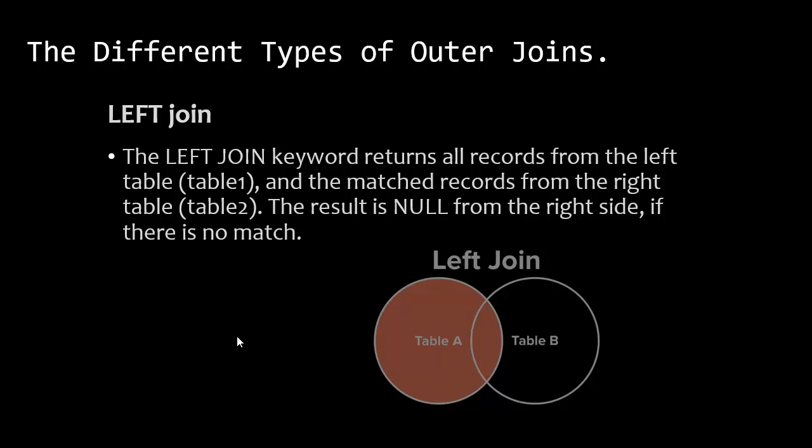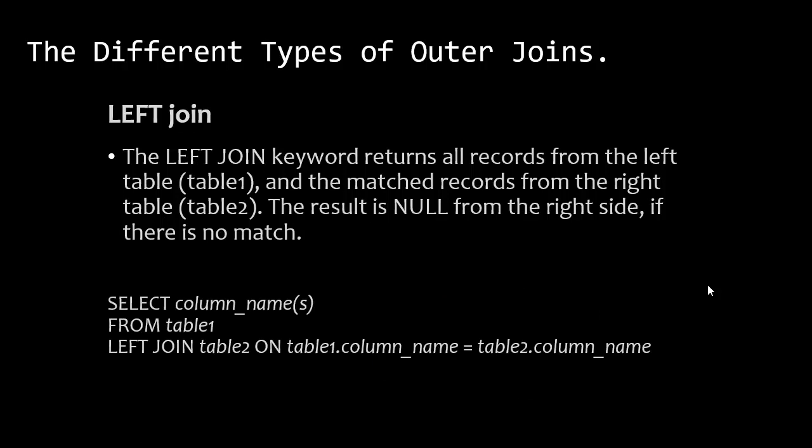The left join keyword returns all records from the left table and the matched records from the right table. The result is null from the right side if there is no match. So in this case here, we're going to have table A and table B. If we do a left join, it's going to return all matched records plus any records that weren't matched. For the right table, if we actually bring back any columns from that table, they would be null because there's nothing over there that matches it.